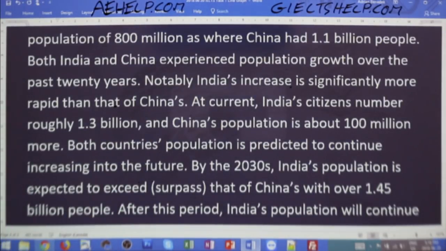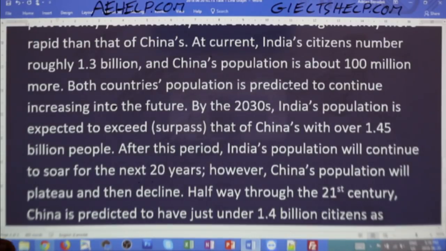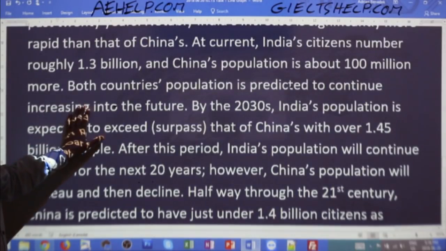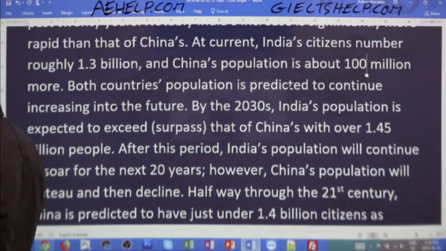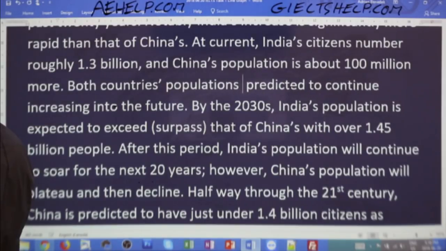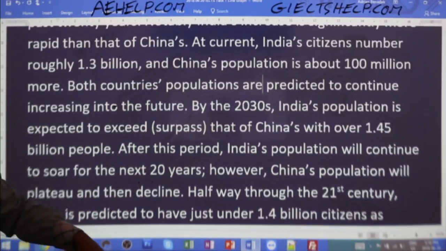At current, India's citizens number roughly 1.3 billion, and China's population is about 100 million more. Both countries' populations are predicted. If you have time to review your essay, if you're going for a band 9, you can make these kinds of changes. Populations are predicted to continue increasing into the future.